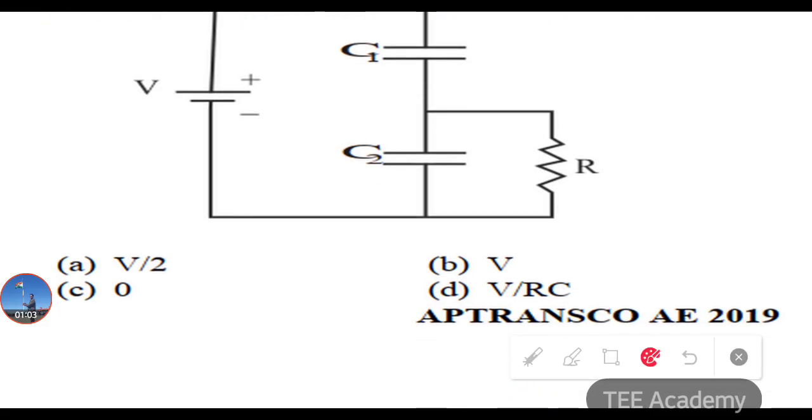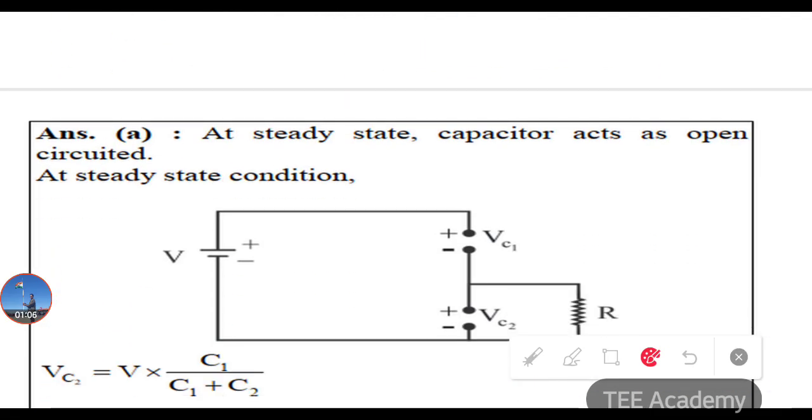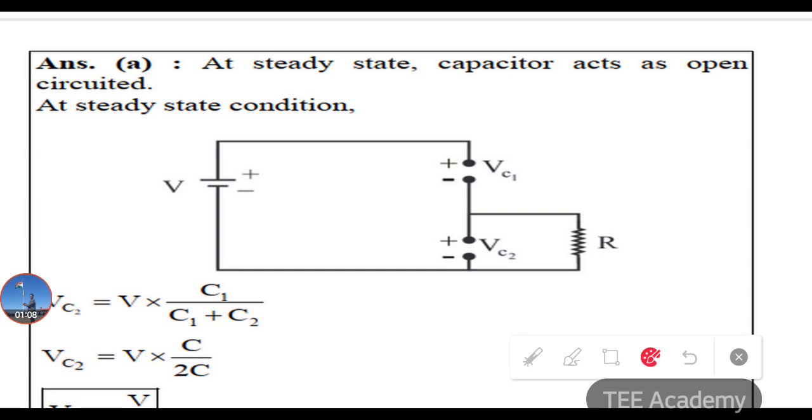Okay, so I'll show the solution of this problem here. There are two capacitors, C1 and C2. Here we should remember that during the steady state condition, the capacitor acts as an open circuit. That's the reason why VC1 and VC2 are considered. So remember this point, at steady state condition the capacitor acts as an open circuit.